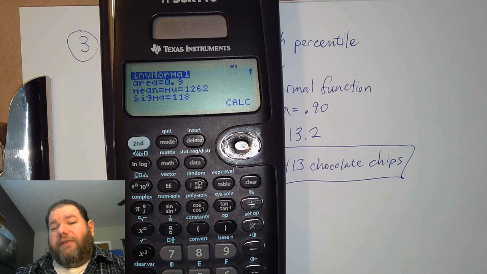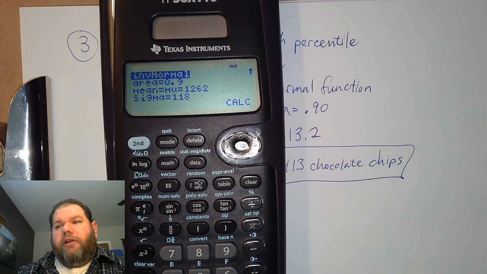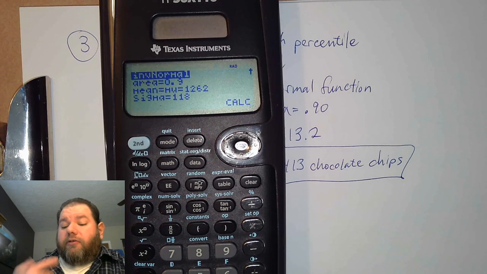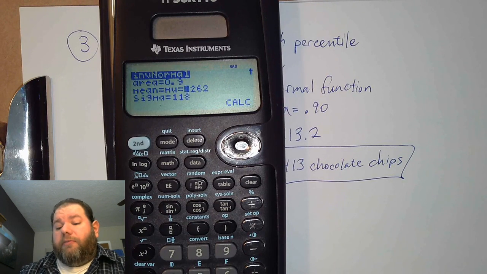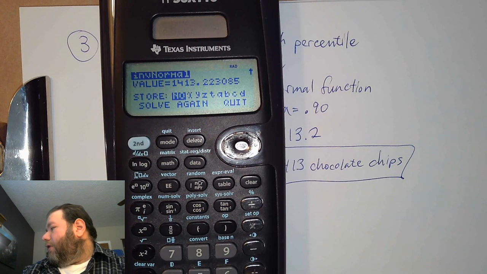Now specifically, this is area to the left. I'm not going to try to trick you though. The number I give you will just be a percentile, which is always area to the left unless it says otherwise. It's not going to be a trick question or anything. So enter 0.9. And then our mean and standard deviation are already in there now. Go down to calculate, and it gives us our value.